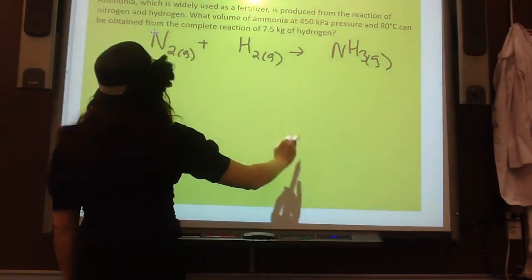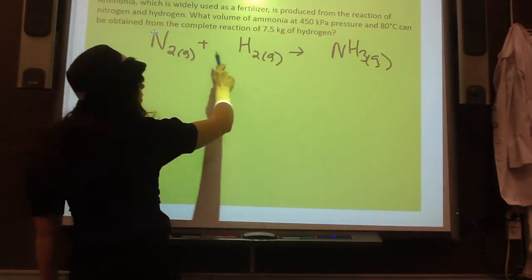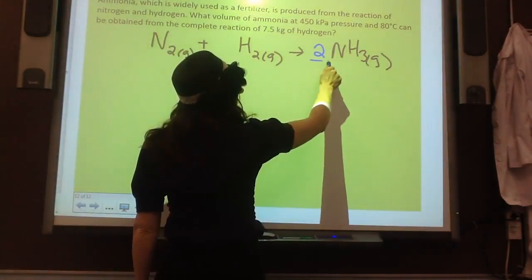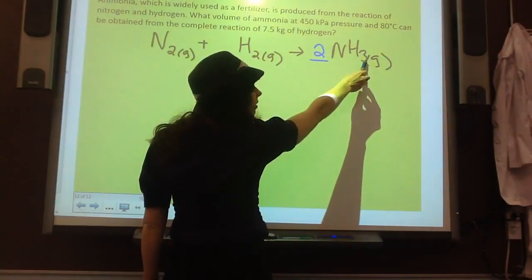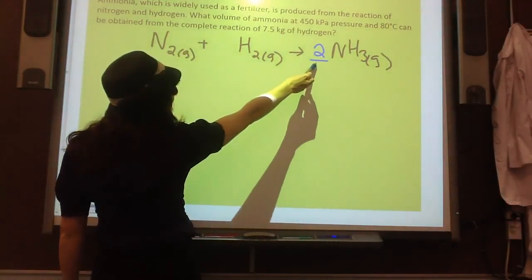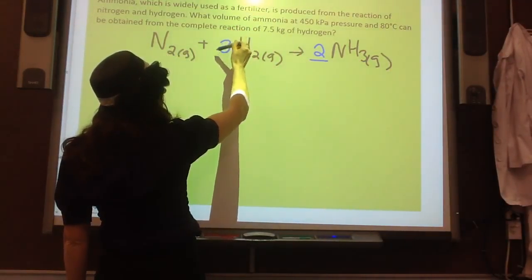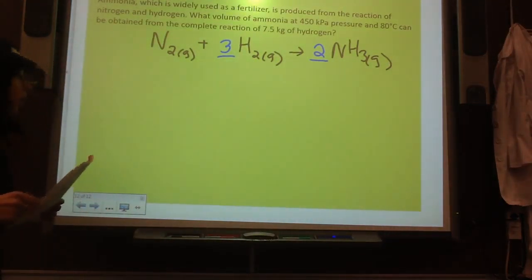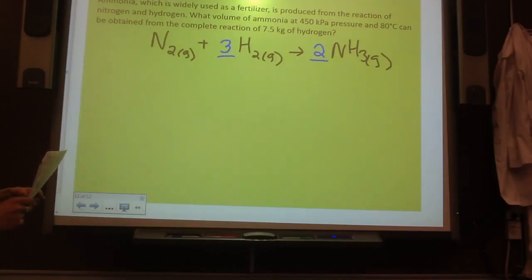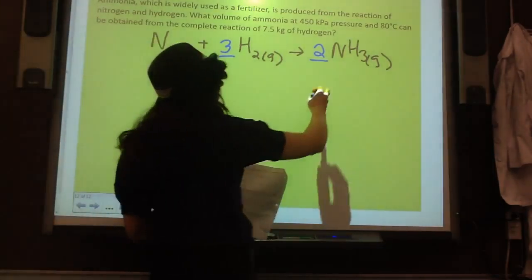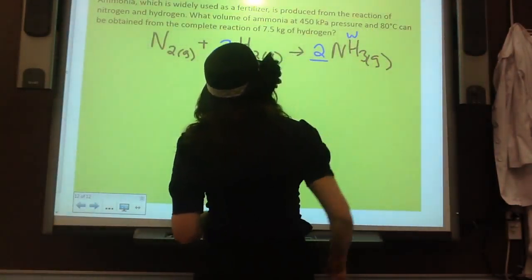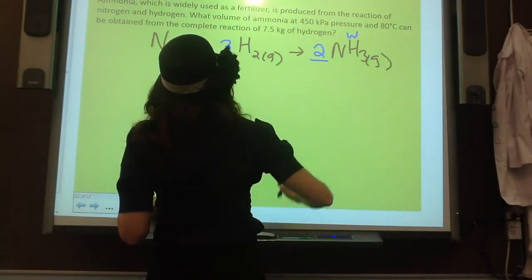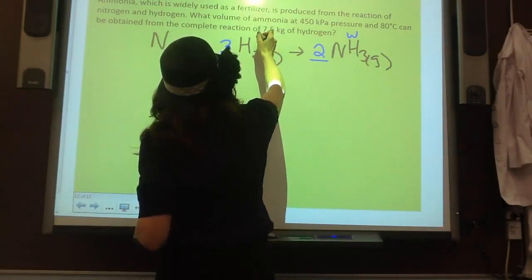So here's 2 N's and here's 1, so I'm going to put a 2 there. How many H's do I have now? 6, so I'm going to put a 3, and now I'm balanced. So what do I want to find? I want to find volume of ammonia, so that's my wanted. And my given is my hydrogen.